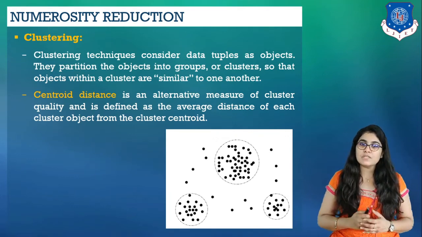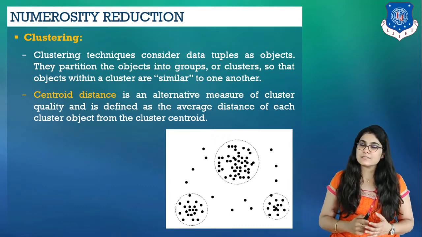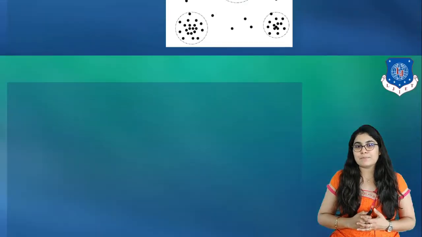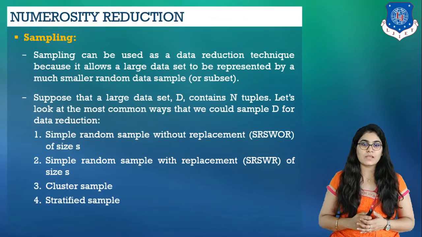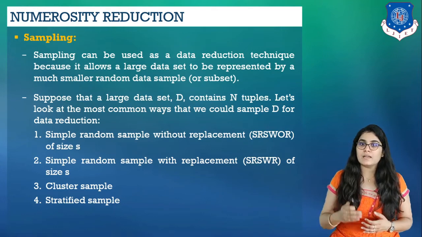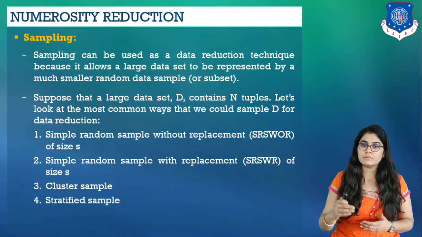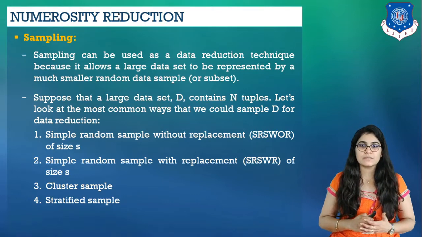There are many measures for defining clusters and cluster quality. Now let's discuss the next method, that is sampling. Sampling can be used as a data reduction technique because it allows a large data set to be represented by a much smaller random data sample, or we can say subset.